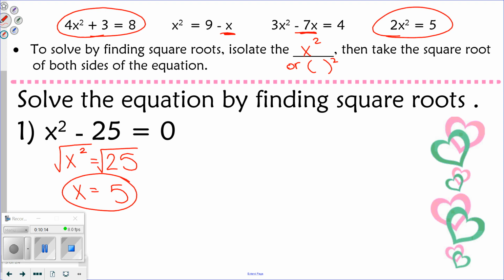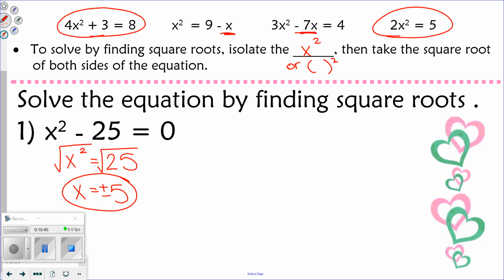Now, didn't we talk about if it's x squared, it has how many answers? Why do I only have 1? I should still have 2. What's 5 squared? What's 5 times 5? 25. Negative 5 times negative 5? Still 25. This is plus minus.